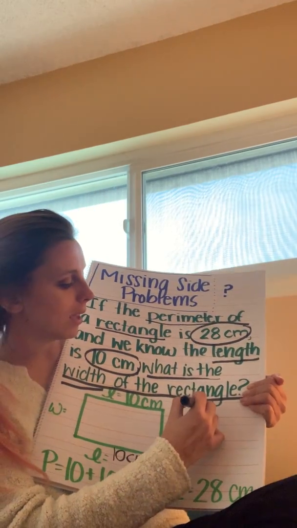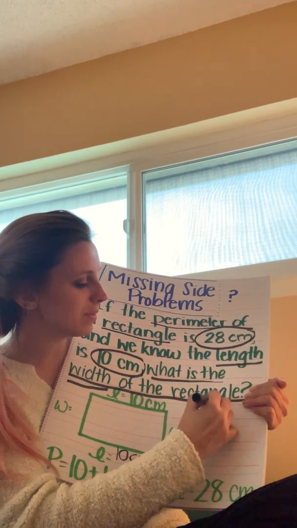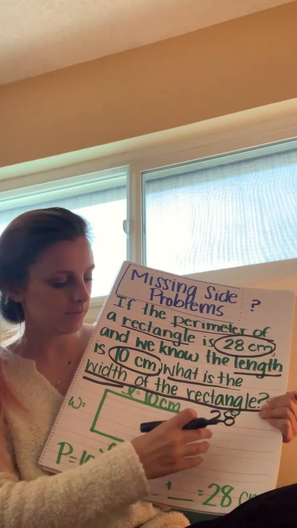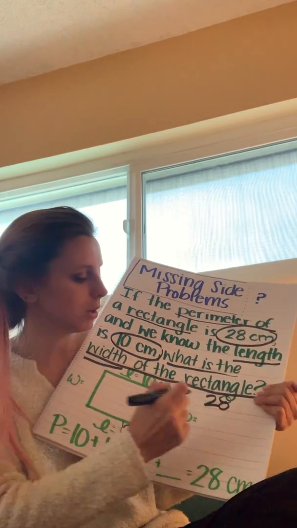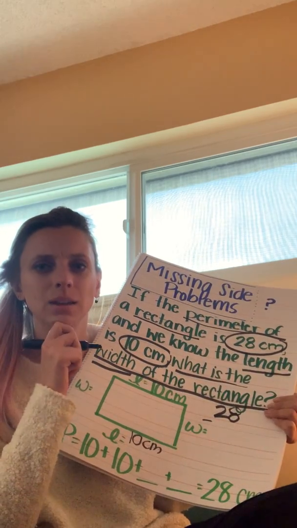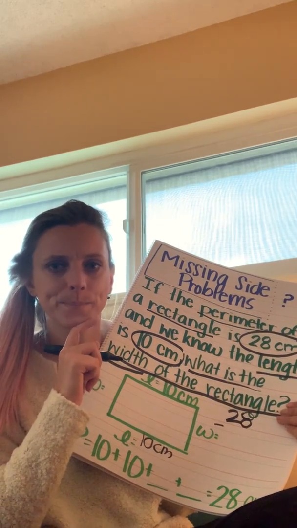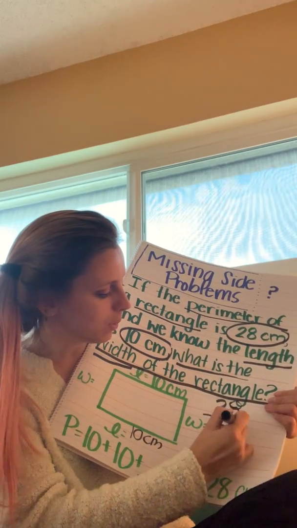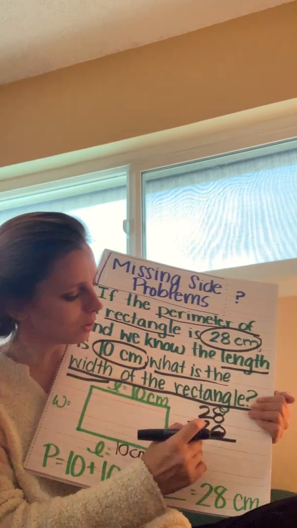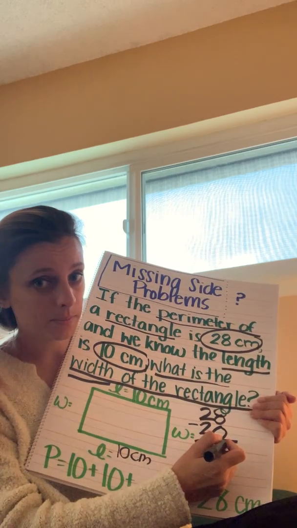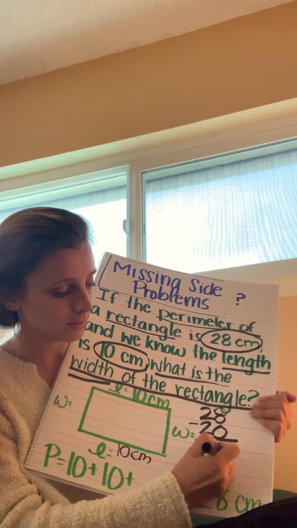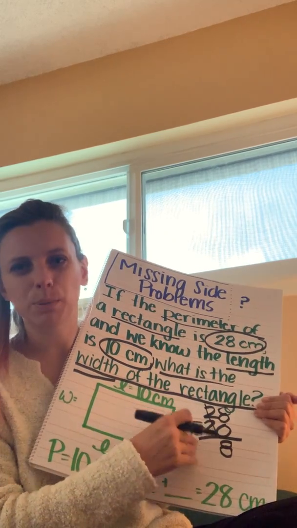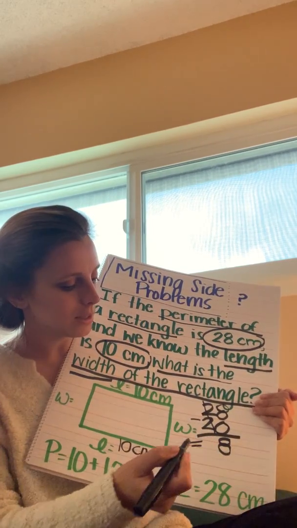I'm going to take 28 because I have to work backwards, and I'm going to take away these two 10s so that I can figure out how much these two add up to. So I'm going to take away two 10s. Two 10s makes what? Makes 20, right? So I'm going to go ahead and take away 20. And if you look, 8 minus 0 is 8, right? And 2 minus 2 would be nothing, so I don't need to put anything there. So my answer is 8 centimeters.